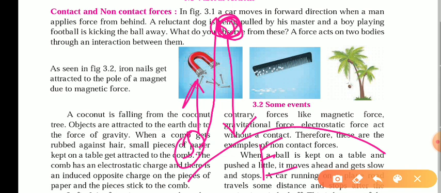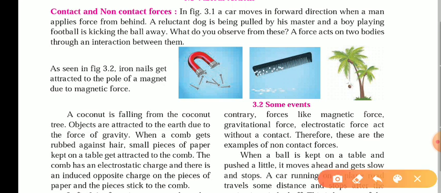Another example they have taken here is of a coconut tree. You can see here the coconut is falling from the top towards the Earth's surface. Why is this happening? The non-contact force between Earth and that coconut. Same way, if there is an iron nail kept and a magnet is brought near to it, what happens? The iron nail moves towards the magnet.